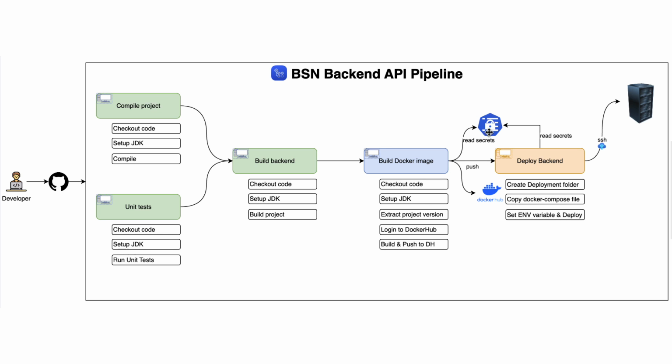That's why we need to use a secrets manager, or for this case, we will be using GitHub Actions to store secrets and read them from there. So this is why we have here read secrets. Once everything is done, this is where the push command comes in, to build and push the image to DockerHub.